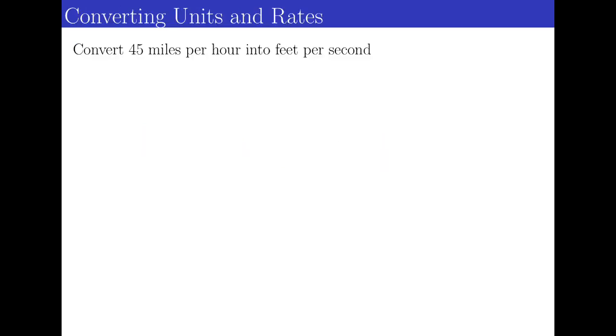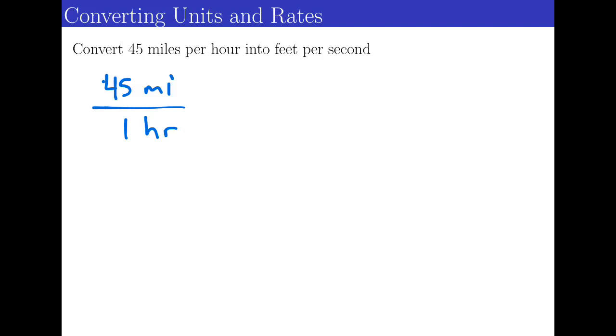So the only other examples that we'll do in this section will have to do with converting units, and I'm going to show you how I was taught to set these up. That keeps things nice and organized. So let's say we want to convert 45 miles per hour into feet per second. So I want to convert 45 miles per 1 hour, and I want to end up with feet per second.